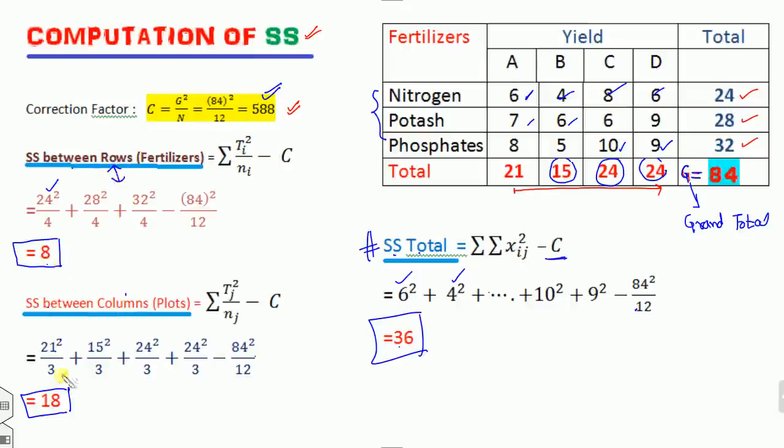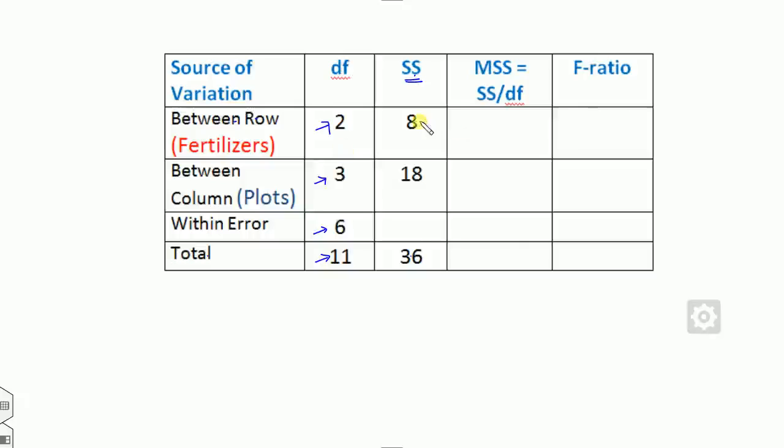SS between the column is 18. So I just put up here 8 and 18. Fine. So what is the value of it? You can compute them here. How to calculate this number: 36 minus this minus this, meaning this plus this is equal to 36. So this number is my 10.